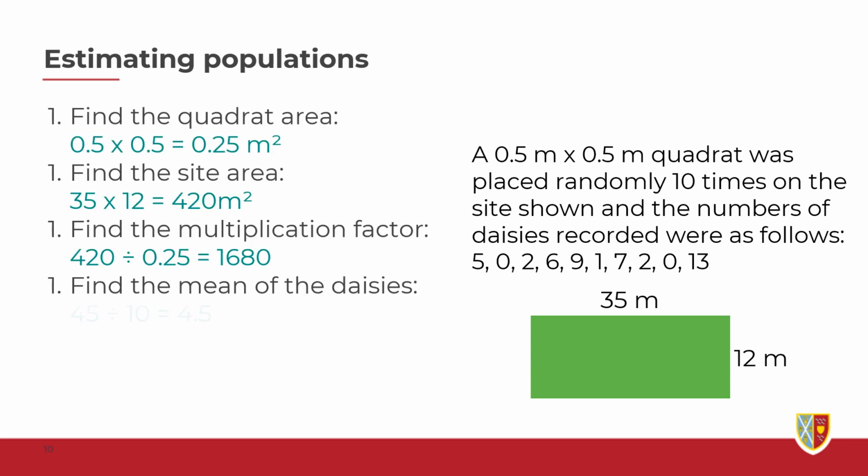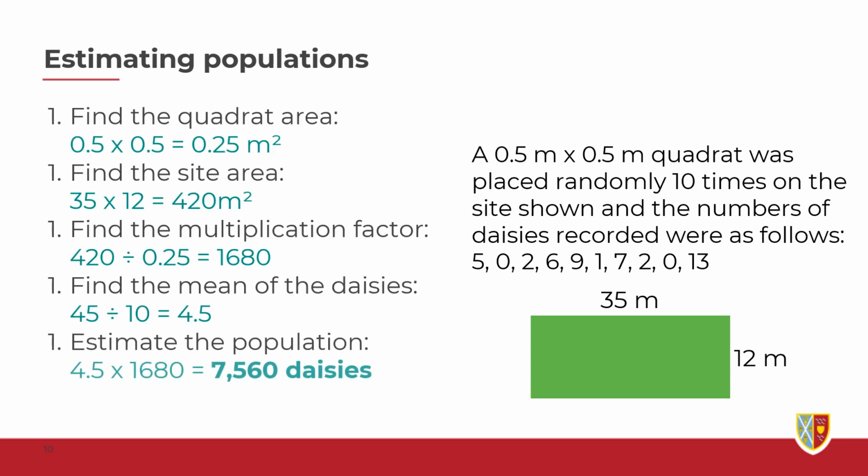Again, we've got an example here that we can have a little look at. If we have a half a meter by half a meter quadrat, one of the really common things people get wrong here is they think that is a half a meter squared. It's not. It's a quarter of a meter squared, 0.25 meters squared. Do 0.5 times 0.5 on your calculator if you need to.